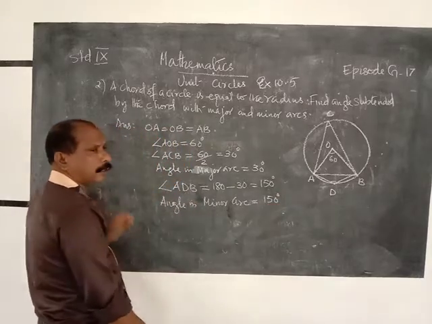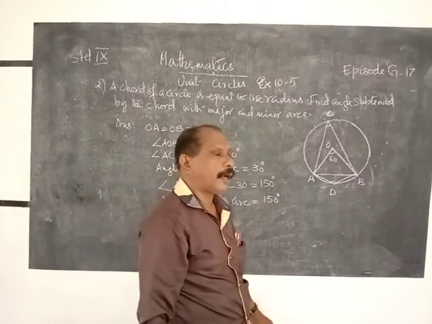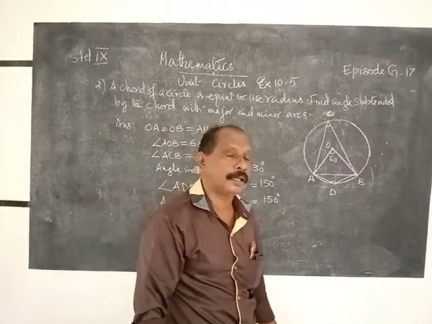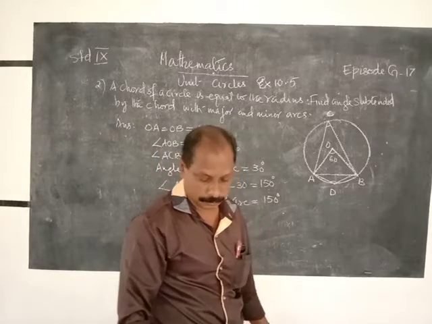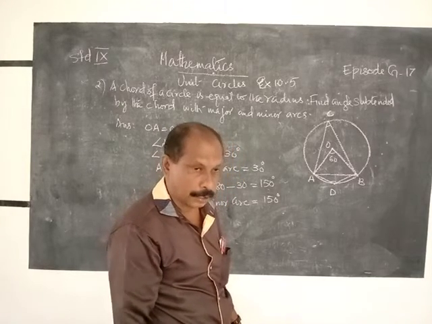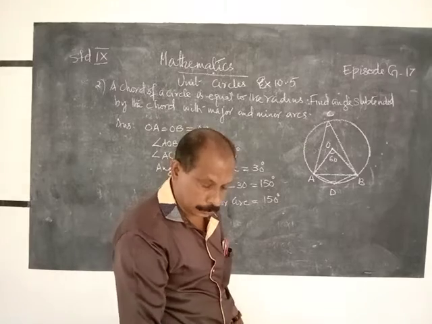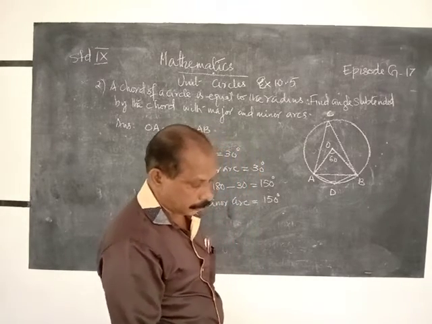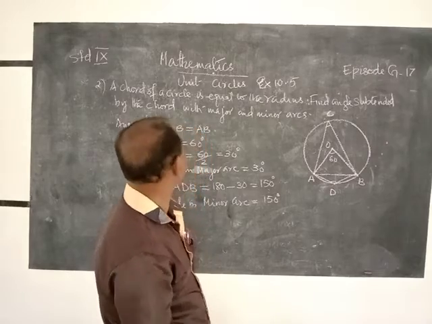The angle in the minor arc is greater than 90, the angle in the major arc is less than 90, and the angle in the semicircle is a right angle, 90. That is, major arc acute, minor arc obtuse and semicircle right angle. This is the answer for that one. Clear?